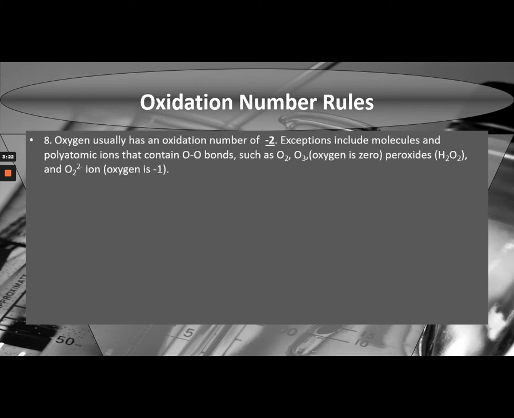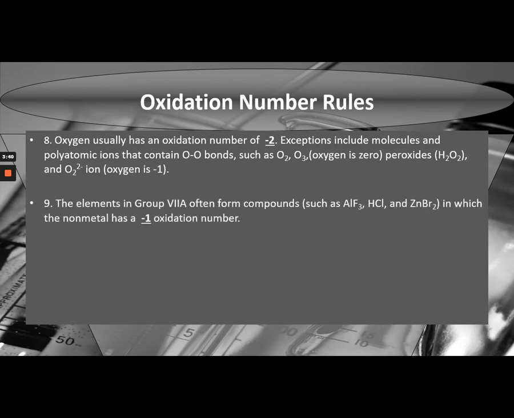Oxygen, this is important, although I'll never use the exception. For all the oxygens you'll be exposed to, unless you're talking about a peroxide or an oxide, it'll always be -2. It's in group 16, and its most common oxidation state is -2. Elements in group 17 often form compounds as in aluminum fluoride, hydrochloric acid, and zinc bromide, in which the nonmetal has an oxidation number of -1. Typically, the halogens have a -1 oxidation number. That's their most stable oxidation number.